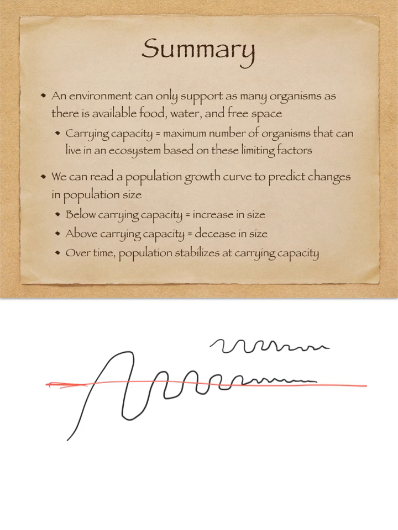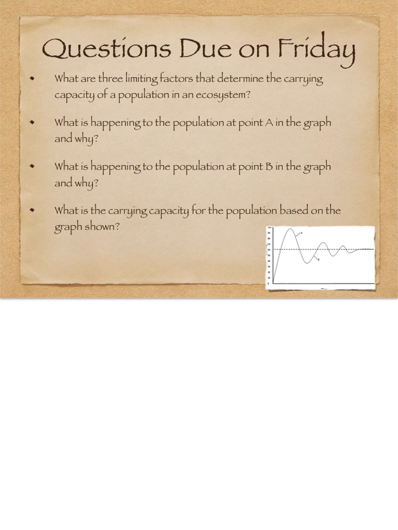All right, let's move on. What are three limiting factors that determine the carrying capacity of a population in an ecosystem? What is happening to the population at point A in the graph, and why? There's point A. What's happening to it? What's happening to the population at point B, and why? What is the carrying capacity of the population based on this graph? You should be able to answer these based on this video. If not, rewind it and think about it.